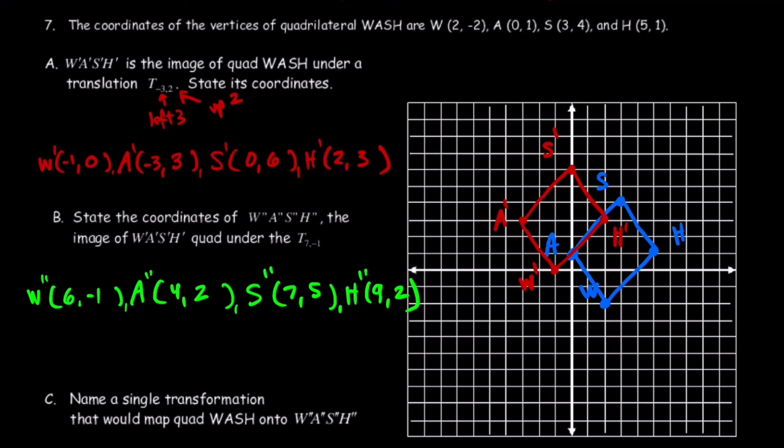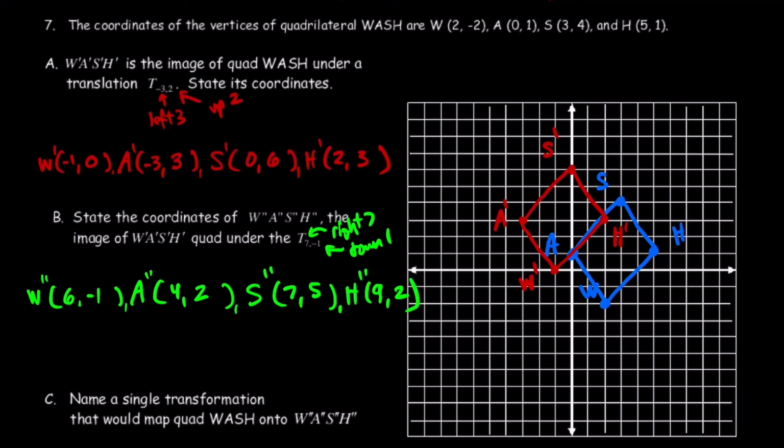Or you could realize that a translation of 7, -1 means right 7, down 1. So you could take each of these coordinates in the red quad, move them right 7, down 1. Okay, obviously I'm just kind of estimating there. And then get the coordinates. I'll just use these coordinates I got here.